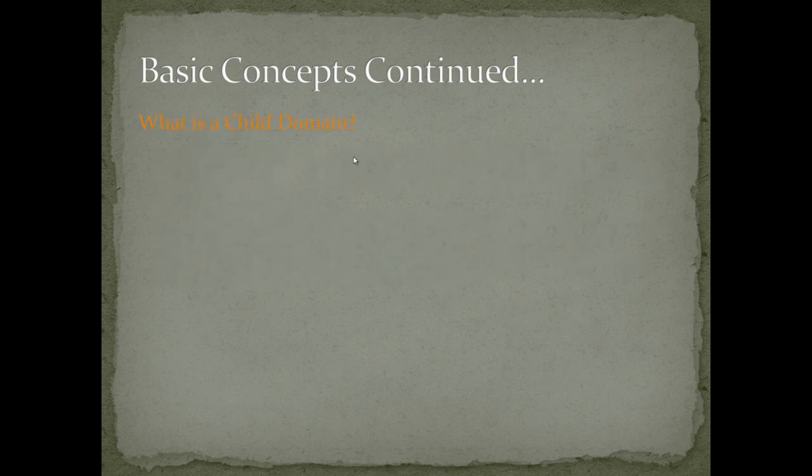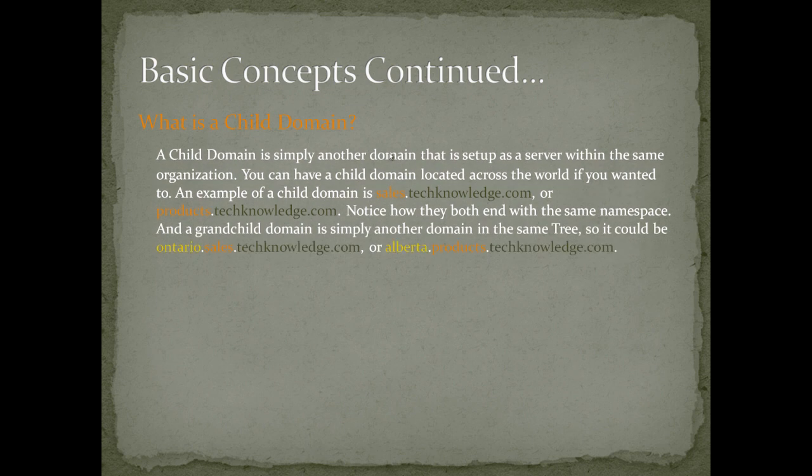Continuing on here, a child domain is like sales.techknowledge.com or products.techknowledge.com. It's simply another domain that is set up as a server within the same organization. You can have a child domain located across the world if you wanted to. And notice how they both end with the same namespace. You can also have grandchild domains. That's simply another domain within the same tree. So that could be, like you see, ontario.sales.techknowledge.com, or alberta.products.techknowledge.com, and so on.